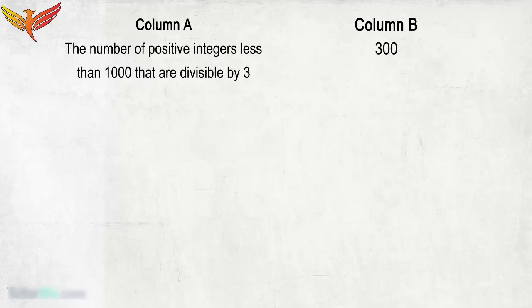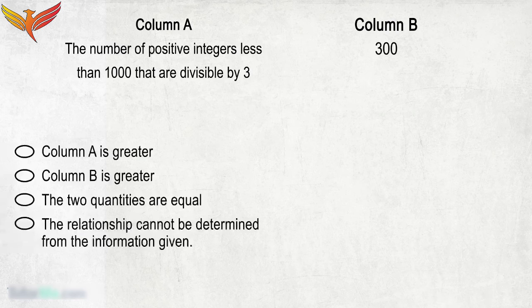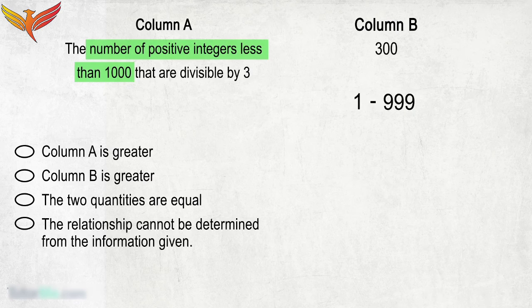Let's try another. The value in column A is the number of positive integers less than 1,000 that are divisible by 3. The value in column B is 300. What is the relationship between these quantities? Let's find out the value of column A. We're told that it is the number of positive integers less than 1,000, which means that we'll be working with numbers ranging from 1 to 999.